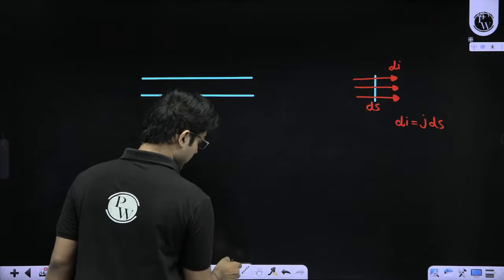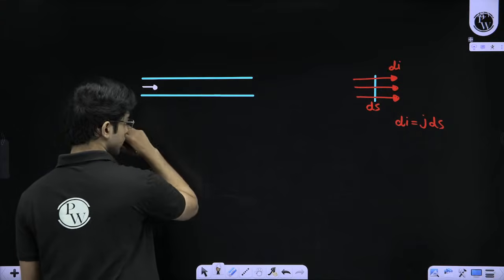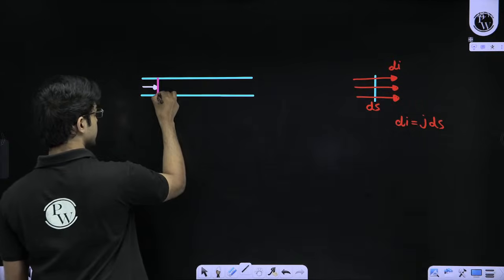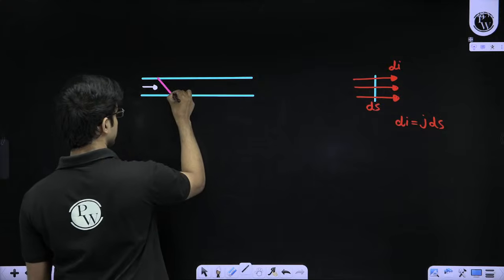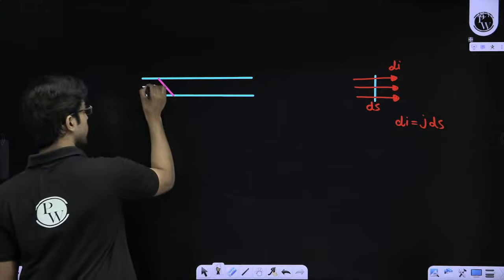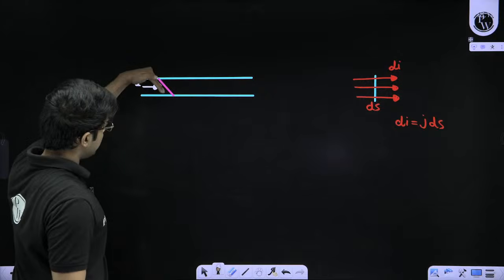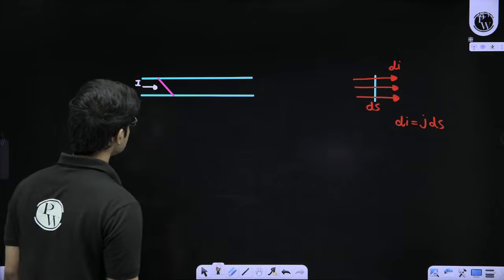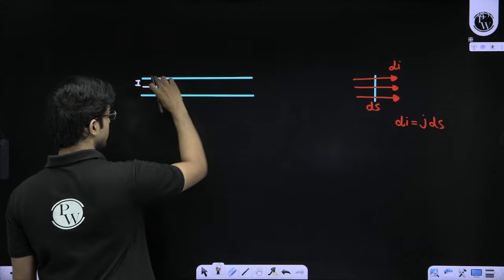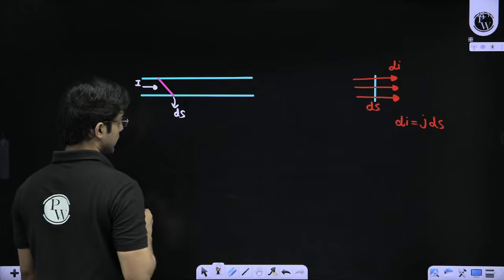So I'm saying current is flowing parallel to this tube, okay? Current is flowing parallel to this tube. And instead of taking my ds area like this, I'm choosing it like this. The current is still flowing in the right direction itself, but my area is bent at an angle. So this area vector, I am calling it some ds. It's a very small area only.